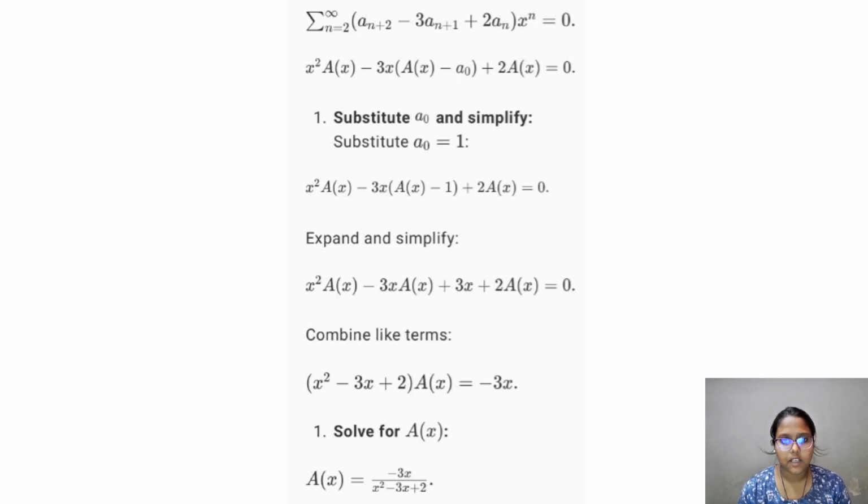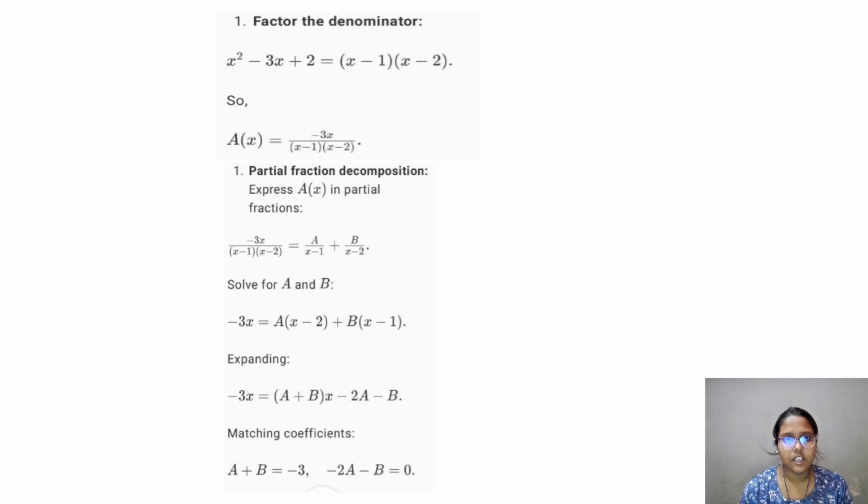x squared A(x) minus 3x A(x) plus 3x plus 2A(x) = 0. Combining the like terms, (x squared minus 3x plus 2) A(x) = minus 3x. Solving for A(x) = minus 3x divided by (x squared minus 3x plus 2). Factor the denominator: x squared minus 3x plus 2 = (x minus 1)(x minus 2). So here, minus 3x by (x minus 1)(x minus 2).